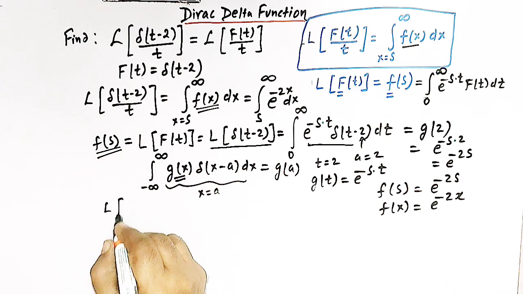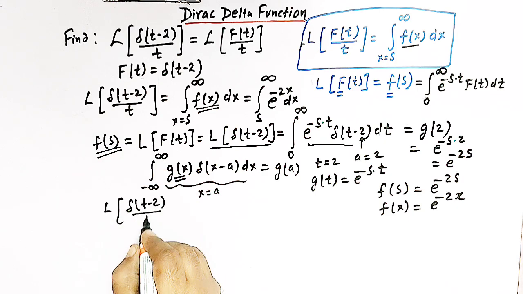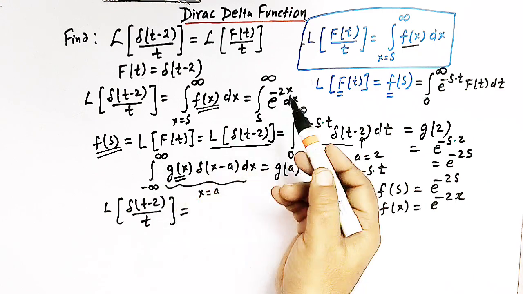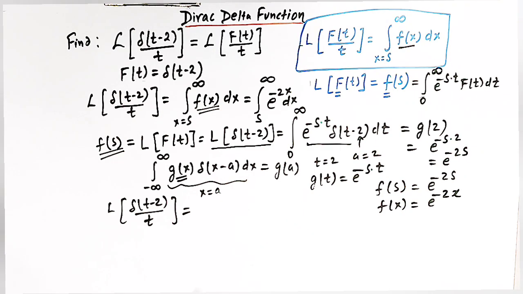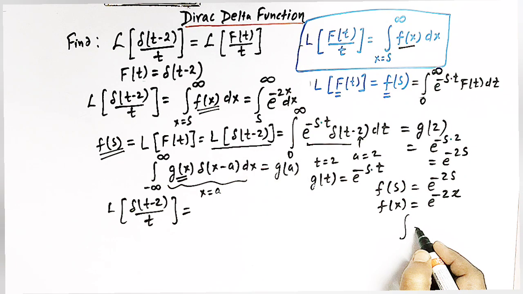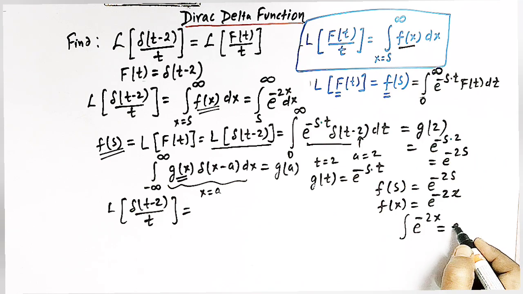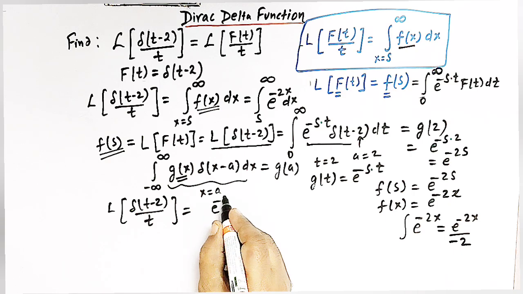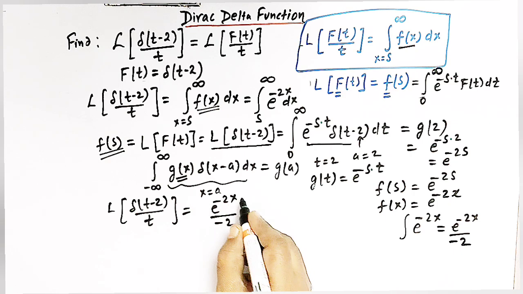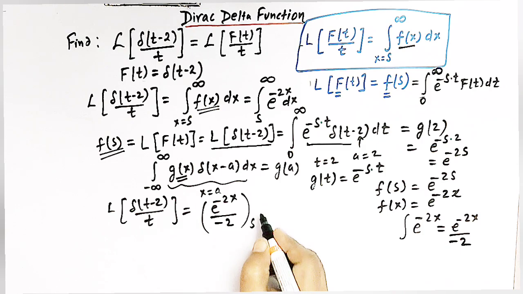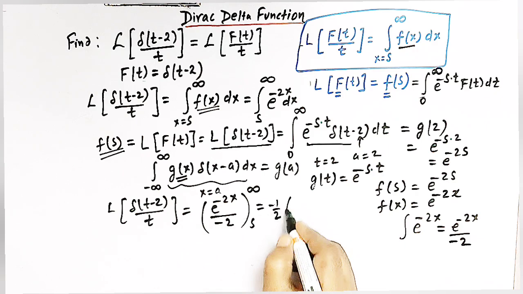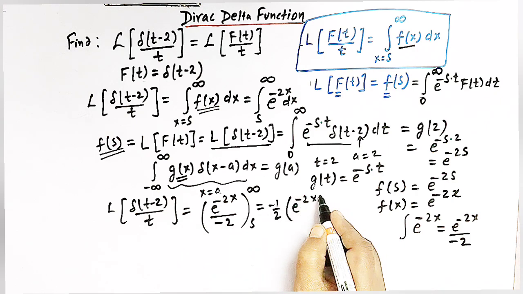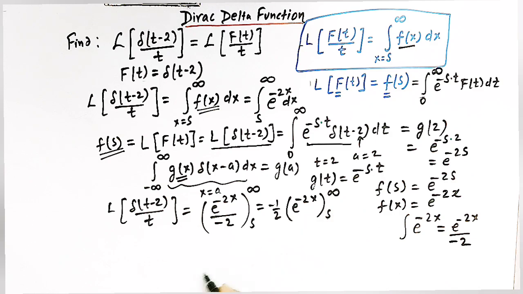Now the Laplace transform of delta of t minus 2 over t can be easily calculated by evaluating this integral. The integral of e raised to minus 2x is e raised to minus 2x over minus 2, with limits from s to infinity. Let us take minus half outside, and here we have e raised to minus 2x, with limits from s to infinity.